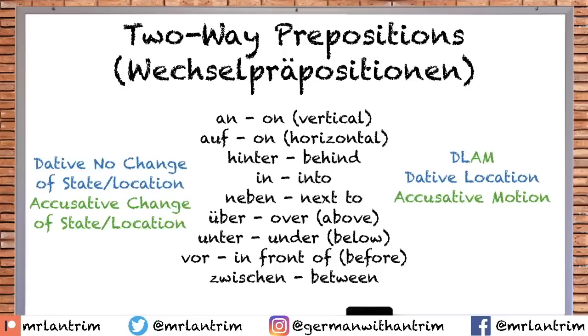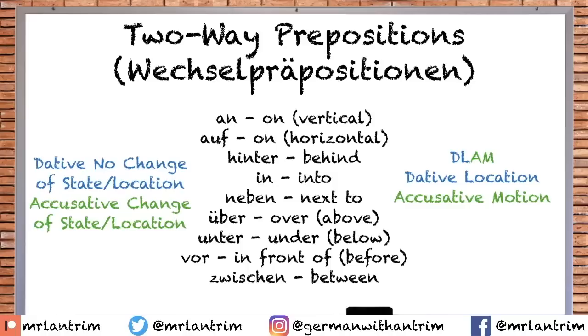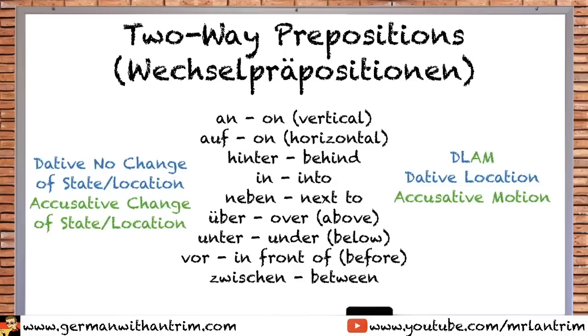If you are running on a treadmill, that's dative. You're not going from one place to another. If you run onto the treadmill, you're running from the other side of the treadmill onto it, that's accusative. It's a change of state or a change of location or a change from one place or one state of being to another, that's accusative. And that seems to be incredibly confusing to a lot of German learners.